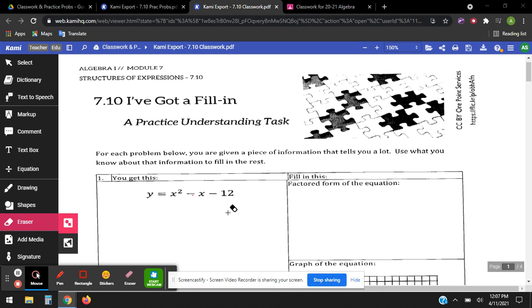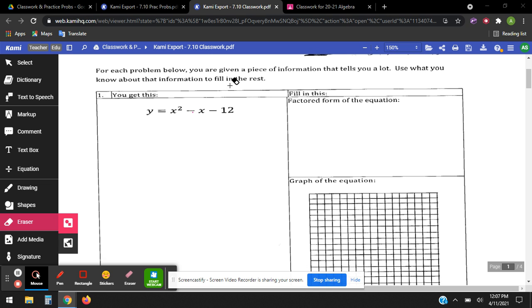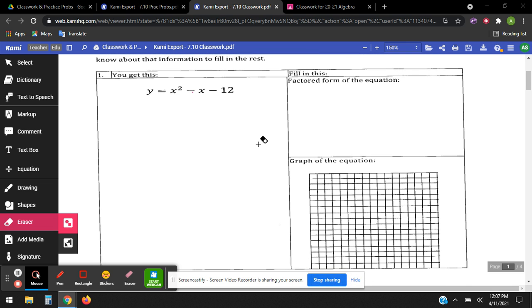Hi, this is Algebra 1, Module 7, Lesson 10. I've got a fill-in. So we are practicing the various forms and the graphing of the equations, quadratic equations. So for each problem, we're given a piece of information that'll tell us a lot. Use what we know to fill in the rest.